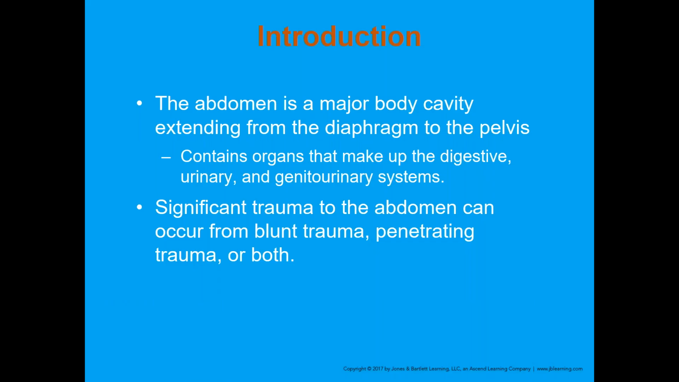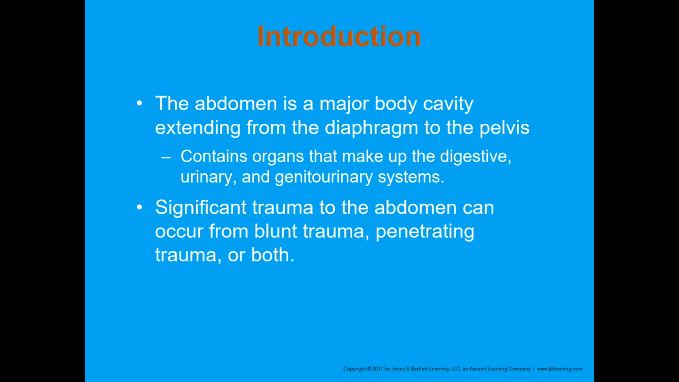So we know this, the abdomen, major body cavity, it goes from the diaphragm. The diaphragm is what separates the thoracic cavity and the abdominal cavity respectively. The most superior portion of our abdominal cavity is going to be the diaphragm, and it extends all the way down into the pelvis. There are many organs, lots of blood supply, lots of room for problems in our abdominal cavity.